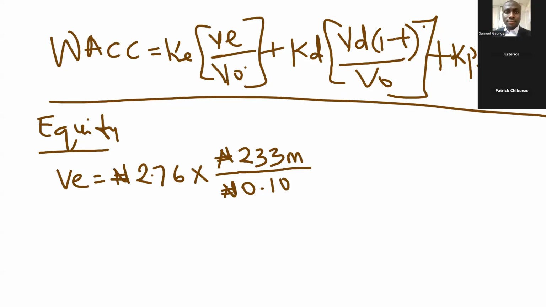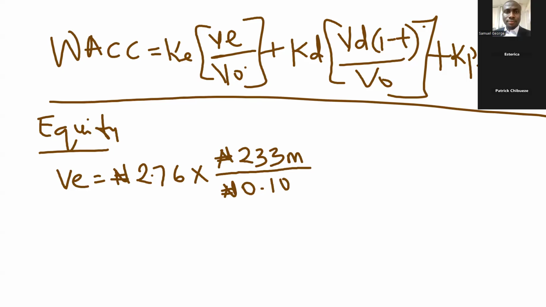So for them to get 50 million naira as capital, they must have done 2 naira per share multiplied by 25 million shares. That is how they got it. Do you understand?